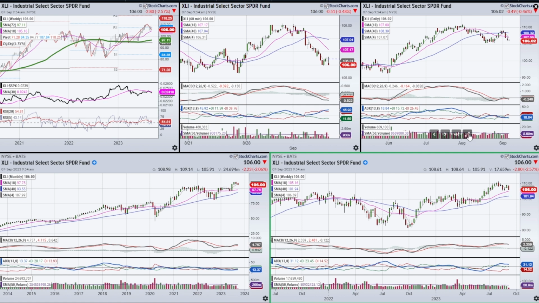And one of the things I really wanted to point out is when we're looking at a pullback on this time frame. So we've got these moving averages rising. We're looking at a pullback, and this goes for any stock or anything like that.